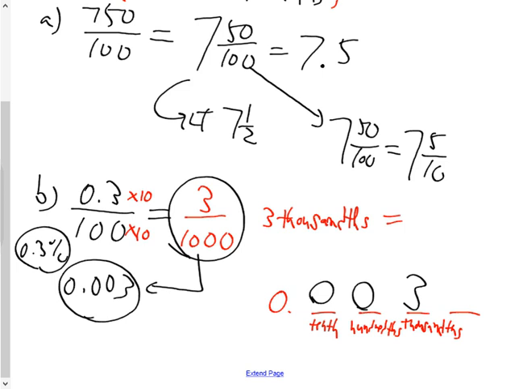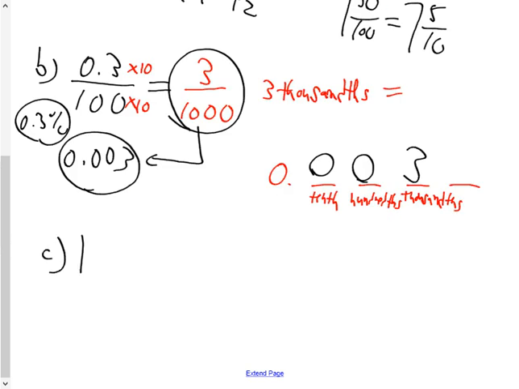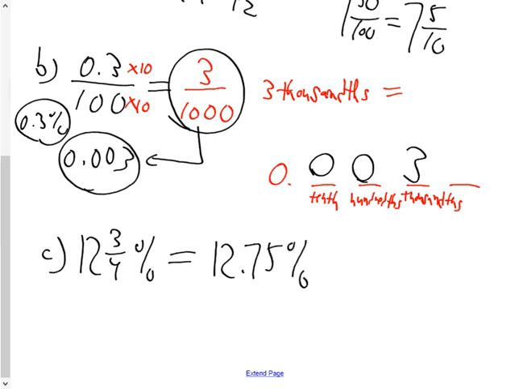And your last one, C, says 12.75%. So what we're going to first do is change this to a decimal. We don't want to have fractions within our percentages, so we're going to say this is the same thing as 12 decimal what? What's 3/4 as a decimal? 0.75. So we're going to say that 12.75% is the same thing as 12.75%. And now that we have it written like that, we're off to the races.